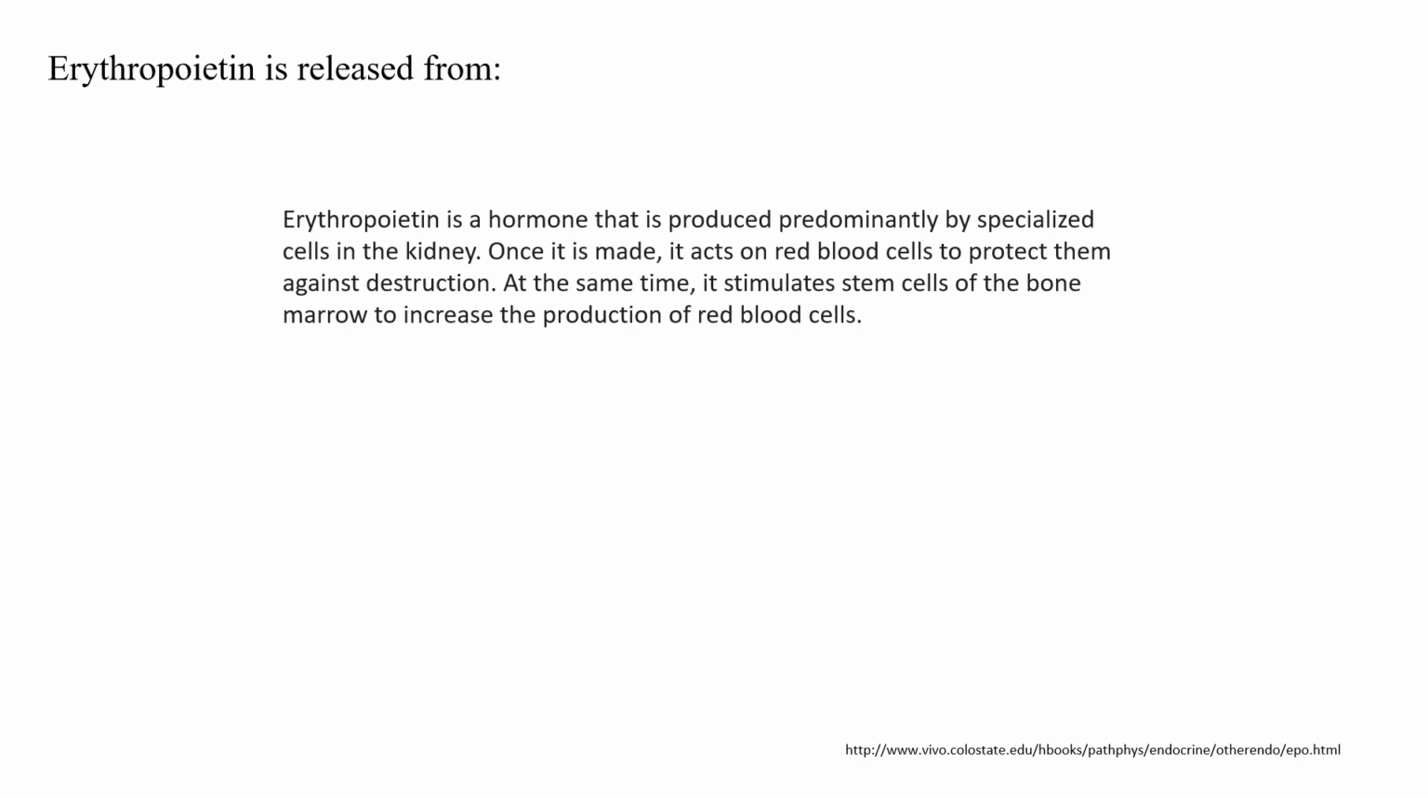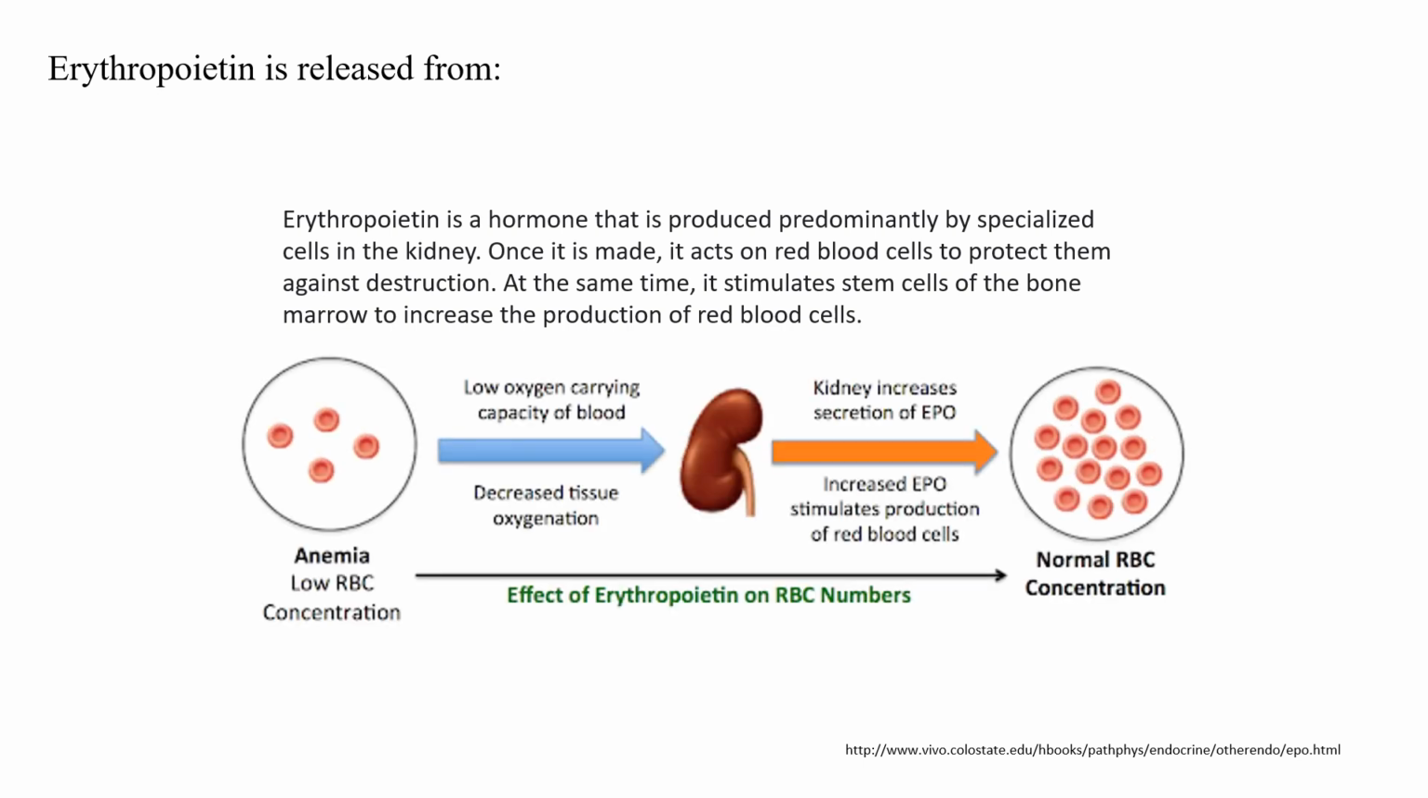Approximately 90% of systemic EPO in adults is produced by peritubular interstitial fibroblasts in the renal cortex and outer medulla of the kidney, and it is released through the renal canal. So this is how erythropoietin affects RBC concentration, and it is released by the kidney.